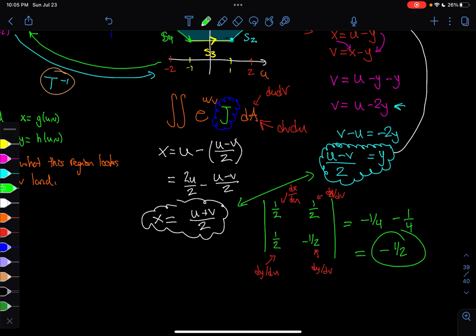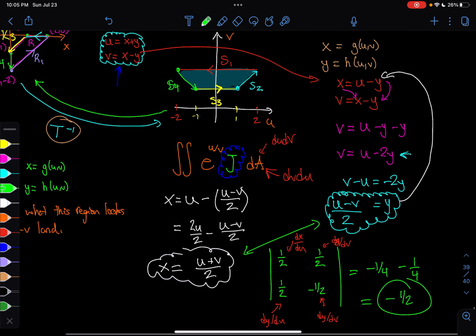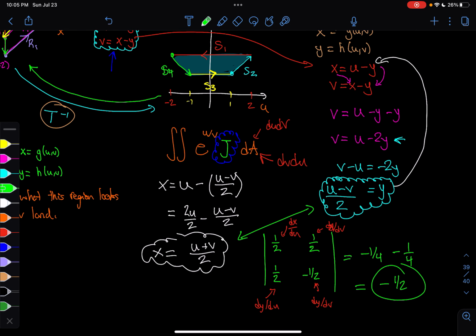So, great. What do we do now? Well, at this point, we have everything that we need, right? We have the Jacobian. We have, did I make a mistake here? Let me see. I was like, this shouldn't be negative. Let me see. x is equal to (u plus v) over 2, dx du, dy dv. Don't think so. Yeah, I think we're good to go.